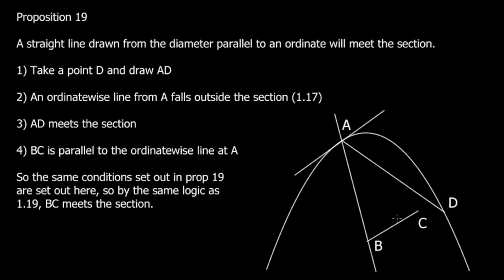So we're going to do some of the same construction as was in 18, and we're going to pick a point D on the section, and we're going to connect DA. And you'll remember from Proposition 17 that A being the vertex, if you have a line drawn ordinate-wise to the section at point A, it will be basically a tangent line to the section. So this line drawn ordinate-wise only crosses the section at point A, but crucially it does cross the section.